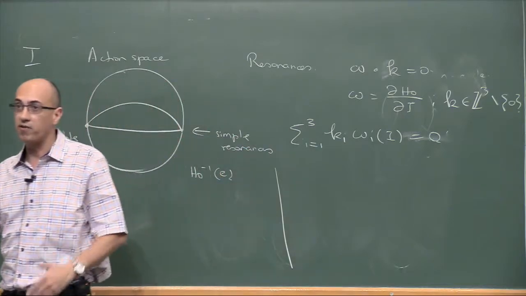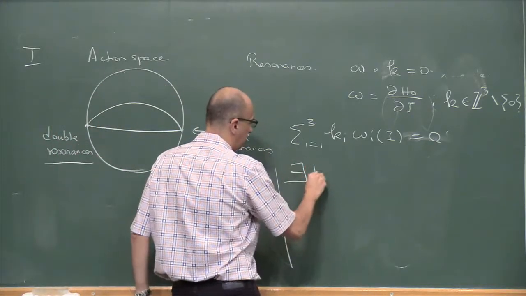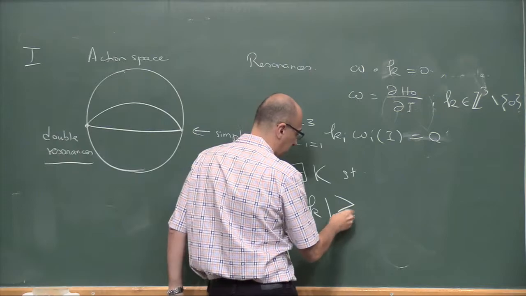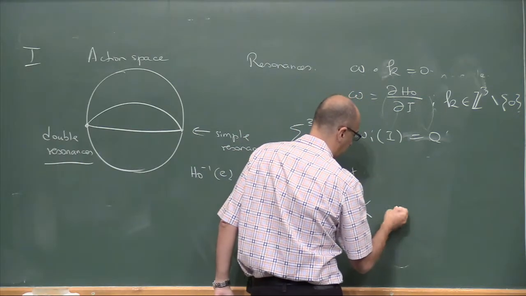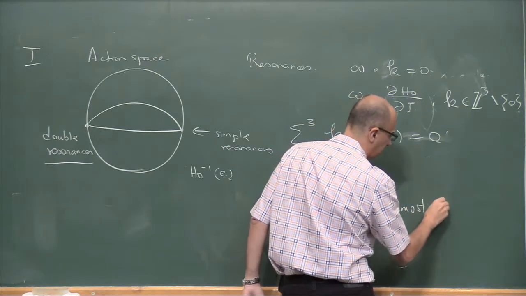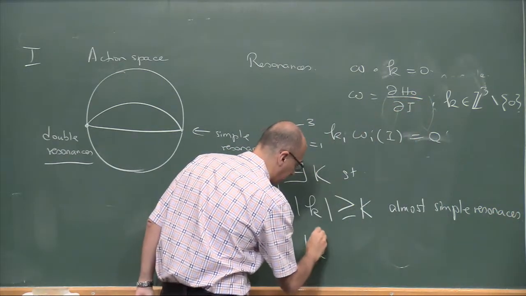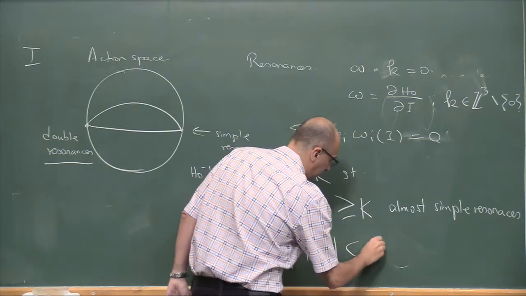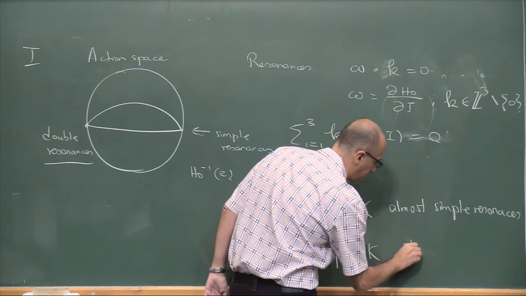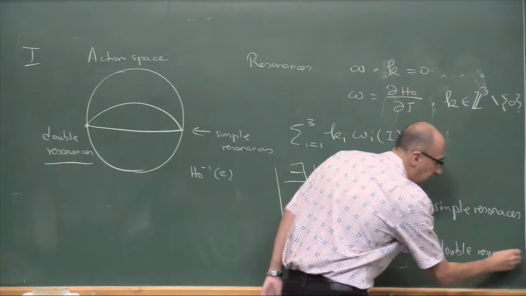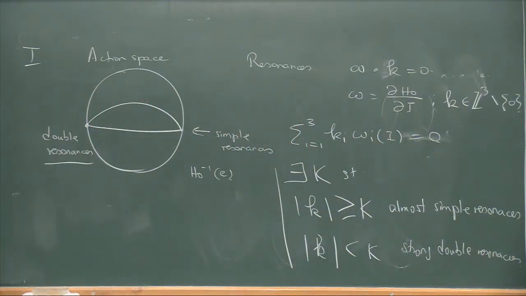So you can sort of quantify: there exists some k such that for k these are almost simple resonances, and if not, these are strong double resonances. And this has a physical correspondence, so the diffusion mostly happens along strong double resonances. The weaker the resonance, the weaker the diffusion along it.